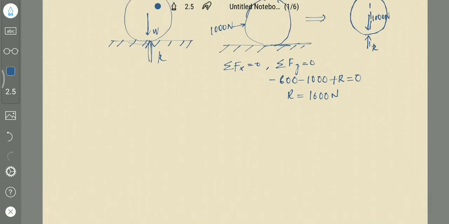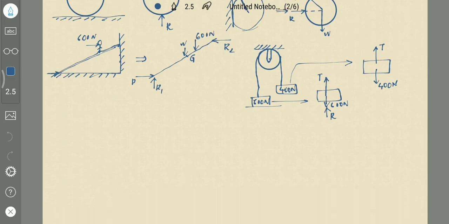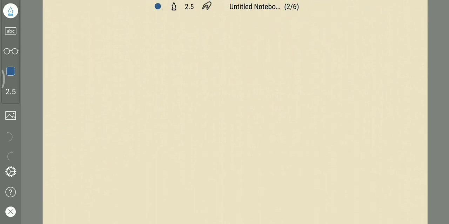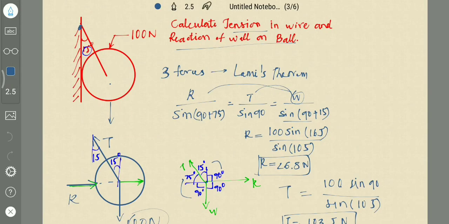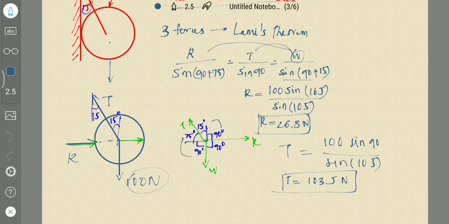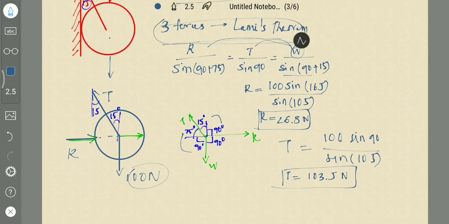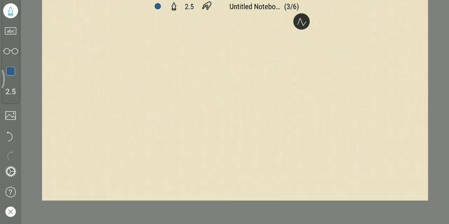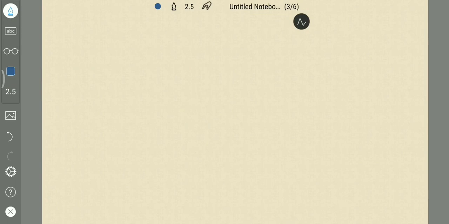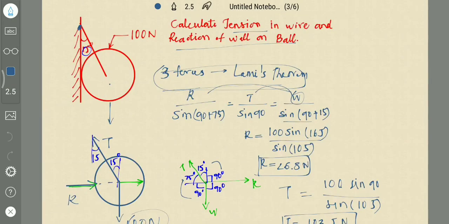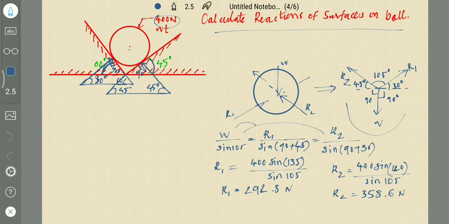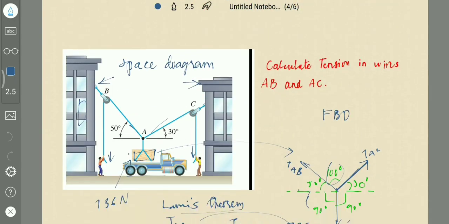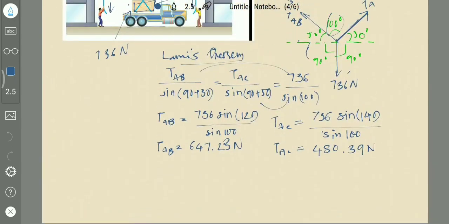And these are the problems related to equilibrium. If three forces are there in a system, then Lami's theorem is to be used. And if more than three forces are there, then sigma Fx equal to 0, sigma Fy equal to 0 should be used. That's it.